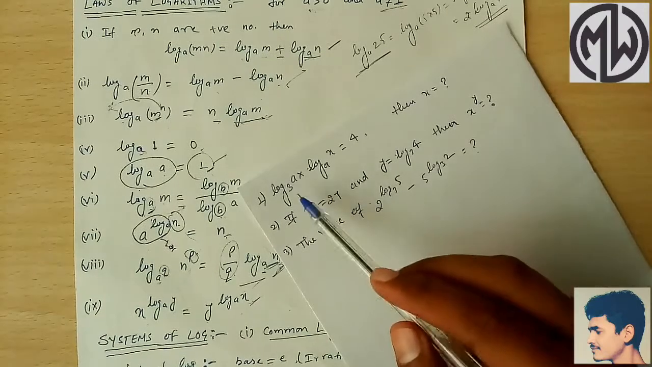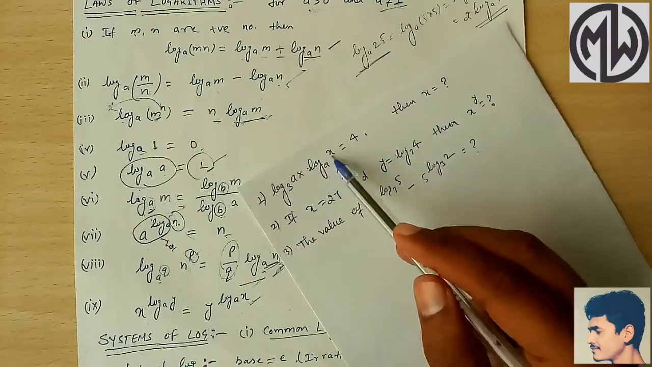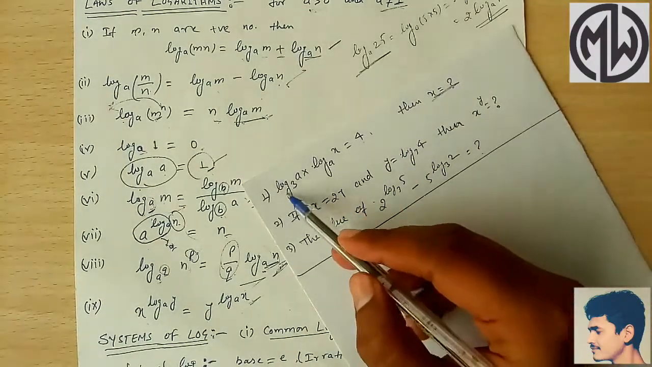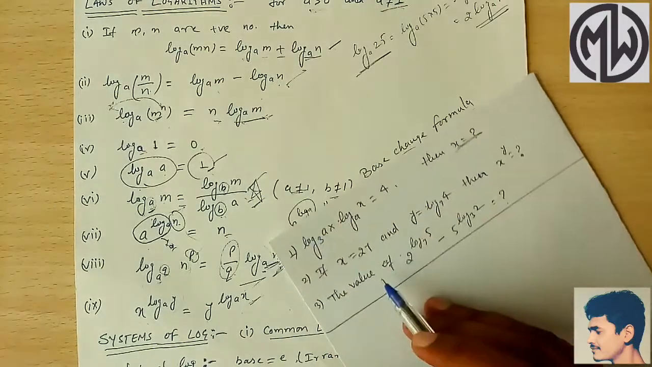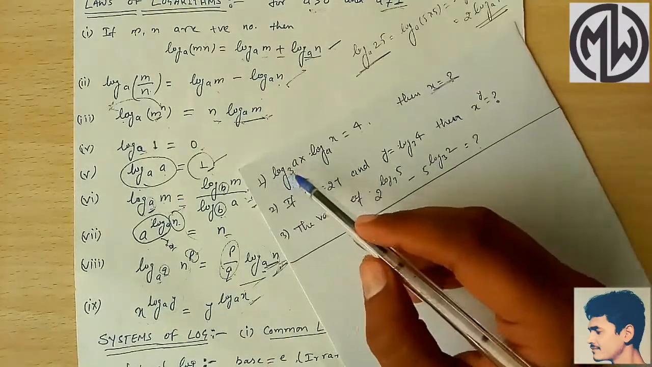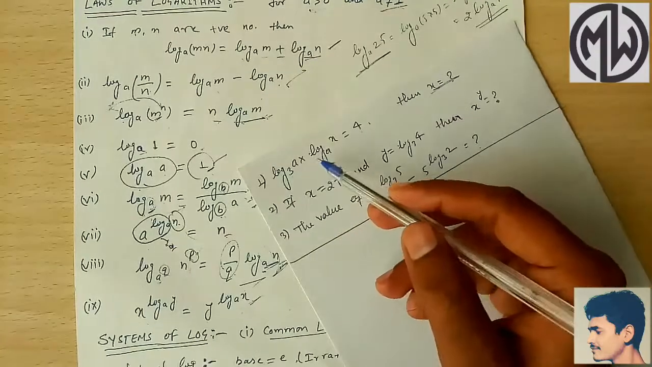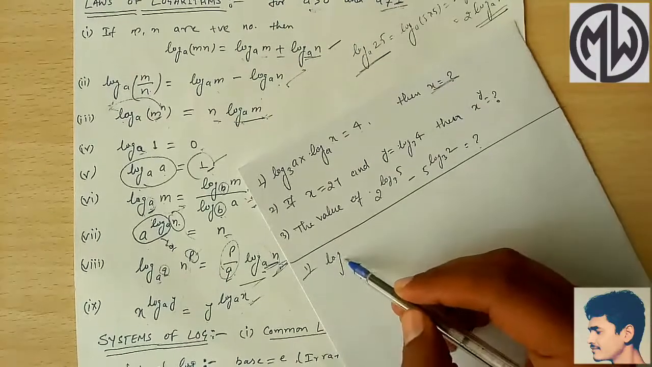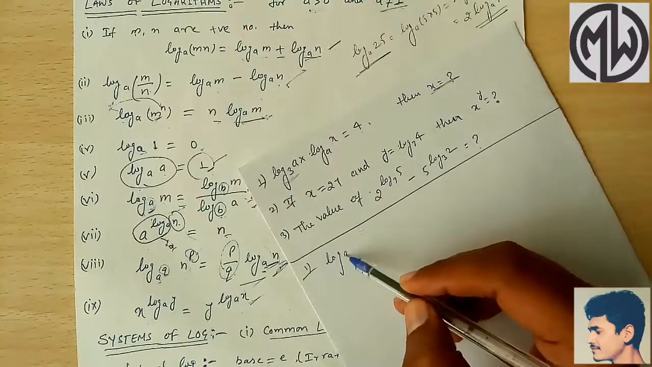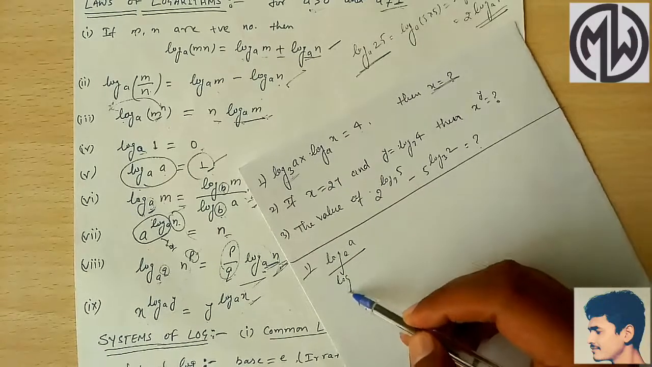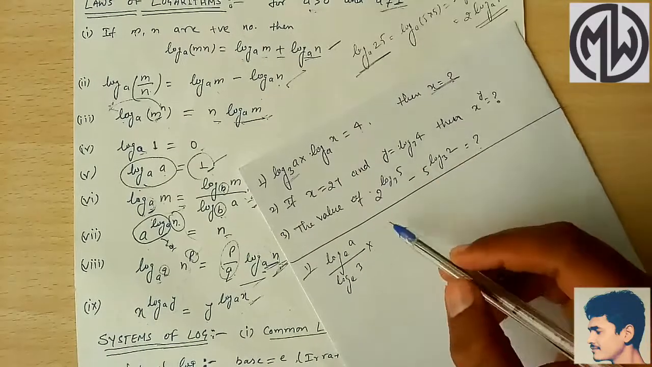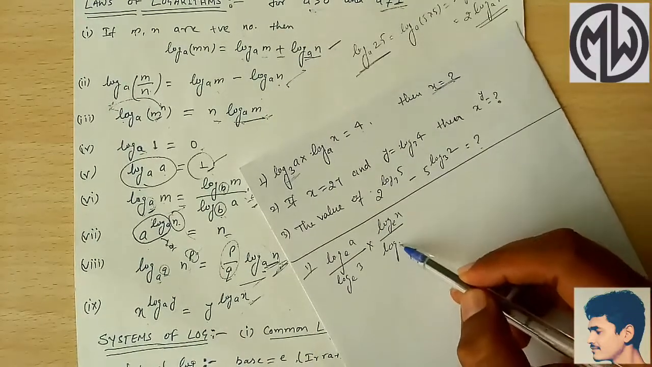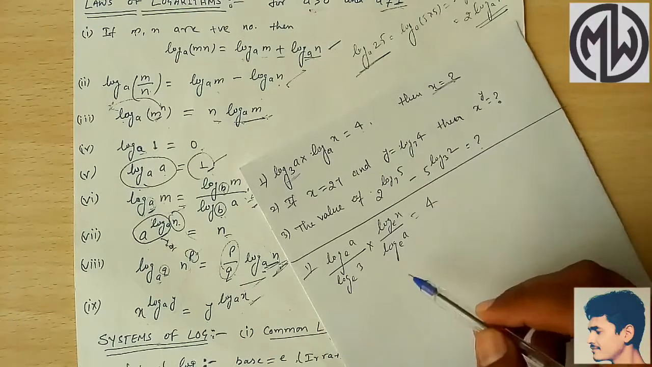Alright, question number 1: log_3 a multiplied by log_a x is equal to 4. Then what is the value of x? Let's solve it. We have log_3 a, and we have a formula, the base change formula. If we change the base to base e or another base, question number 1, log_3 a can be written as log_e a upon log_e 3, multiplied by log_a x, that is log_e x upon log_e a, is equal to 4, which is given.